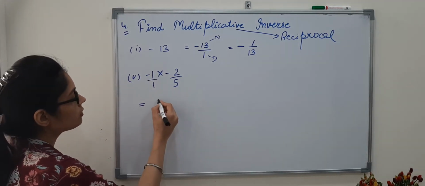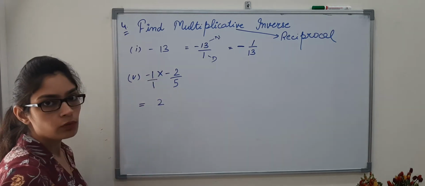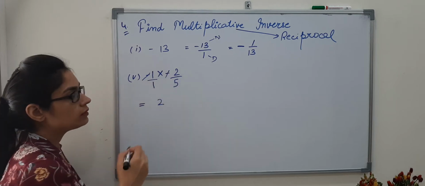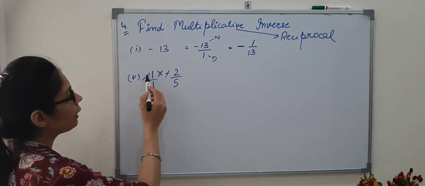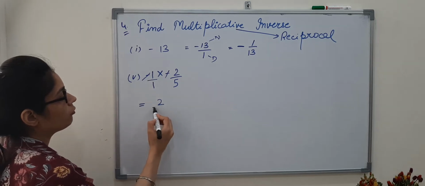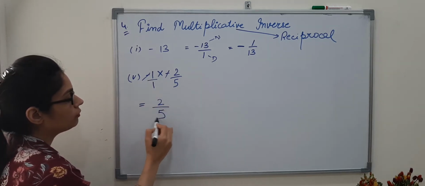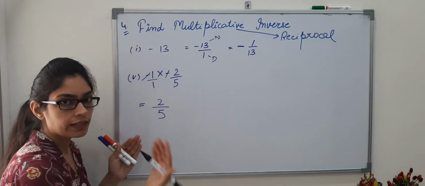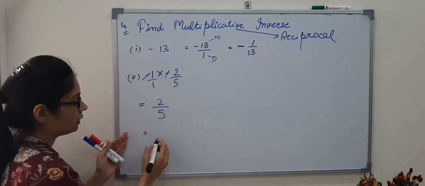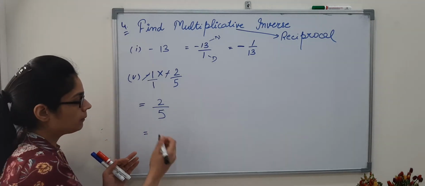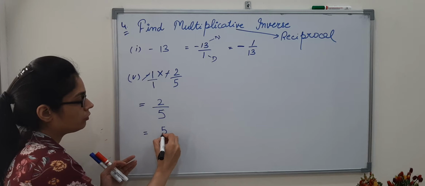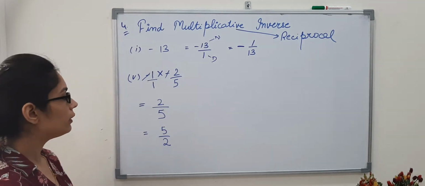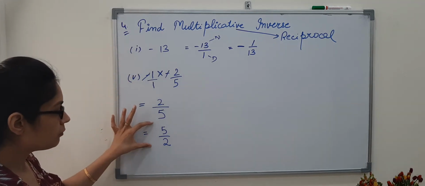1 into 2 is 2. Even number of minus signs. See, 2 minus signs are there. Even number of minus signs will get cancelled. So I am left with 2. 1 into 5 is 5. So now the reduced form of this is a rational number. Now I can write its reciprocal, or multiplicative inverse. It will be 5 by 2. Only numerator and denominator I have interchanged. So reciprocal of this term will be 5 by 2.